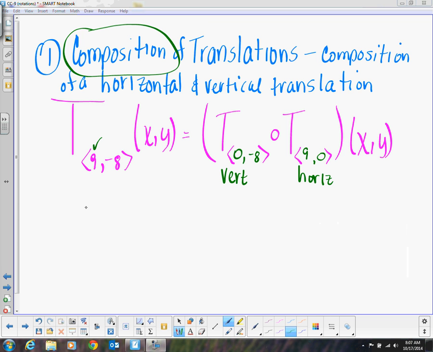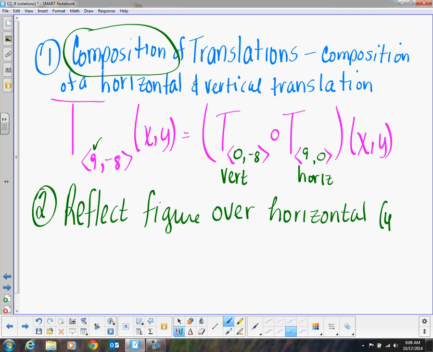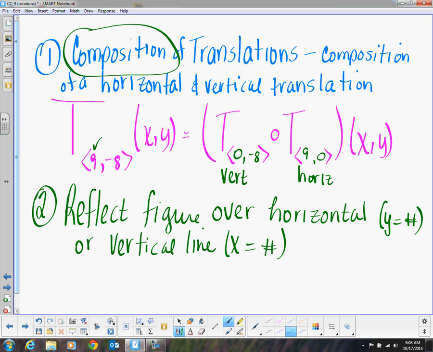Second thing you need to know how to do on Tuesday's quiz is you need to be able to reflect a figure over a horizontal or vertical line. Horizontal, which is y equals some number, or vertical line. Those are easy reflections. This will require graph paper. Vertical lines are x equals, horizontal lines are y equals.